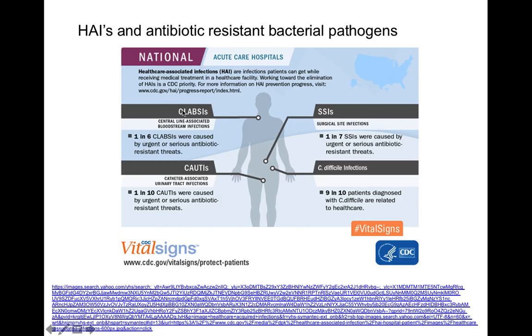And again, folks, this is from the CDC, Centers for Disease Control, healthcare associated infections and antibiotic resistance. So this gives you some of the classic central line associated bloodstream infections. 1 in 6 were caused by serious antibiotic resistant pathogens. Catheter associated urinary tract infections, 1 out of 10 were caused by serious antibiotic resistant bacteria. Surgical site infections, 1 out of 7 had serious antibiotic resistance. 9 and 10 with C. diff.